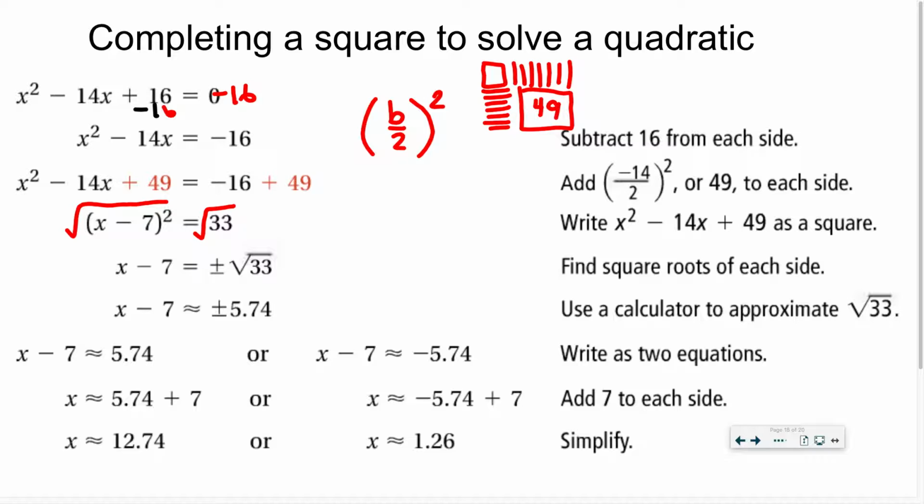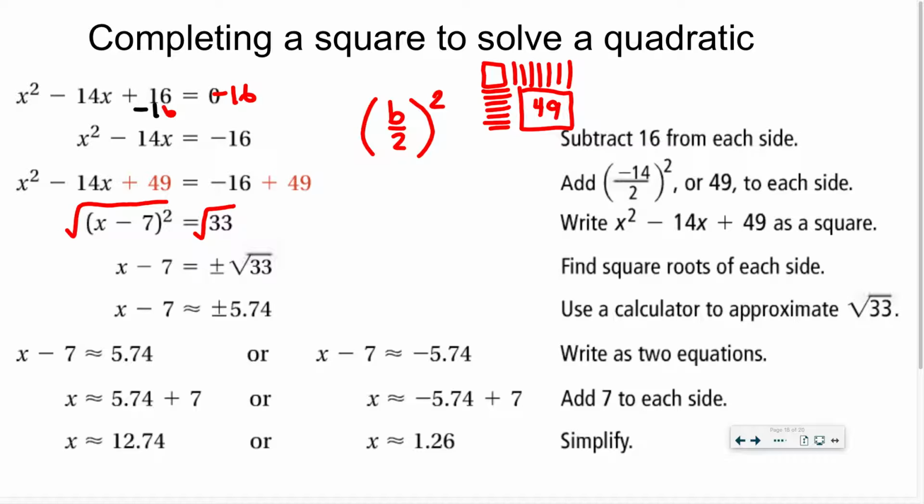Because then it becomes x minus 7 equals positive or negative square root of 33. Now the square root of 33 is irrational. So from this point forward, you're going to see it's not an equal sign. Your eyes aren't playing tricks on you. It's like a little squiggly equal sign.